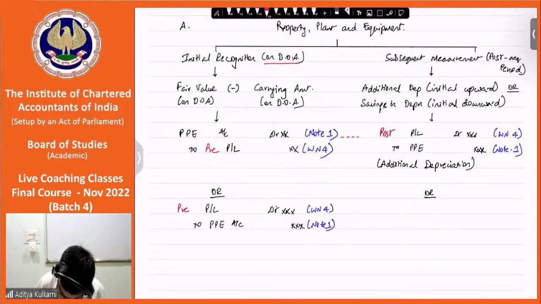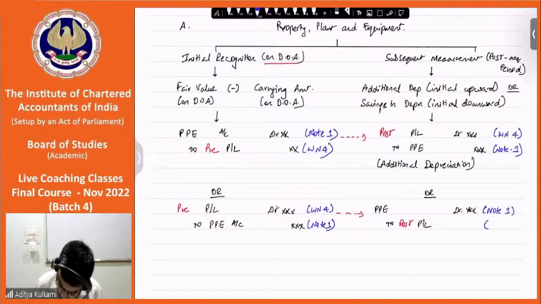This savings was corresponding to this, additional was corresponding to this, and corresponding to this you will have savings in depreciation. So PPE account debit to, not pre, to post P&L. This would go in note 1, whereas this would go in working note 4.